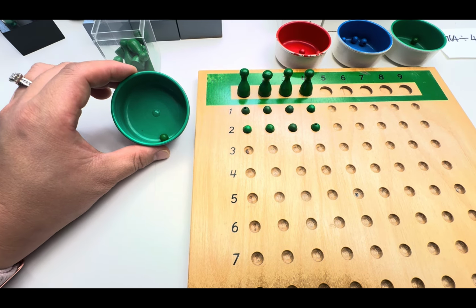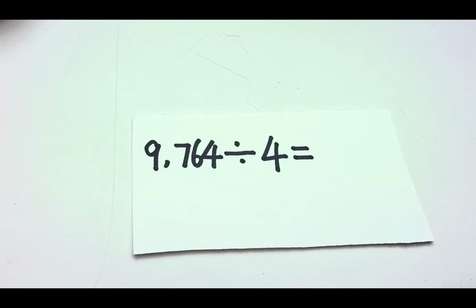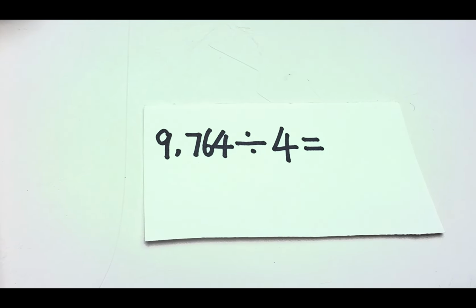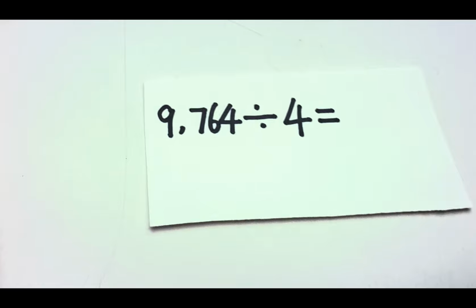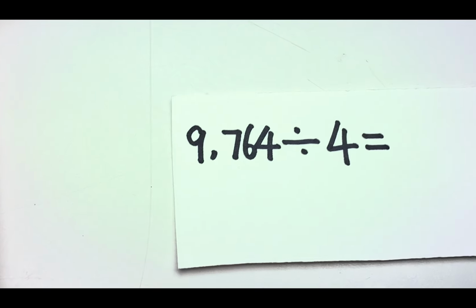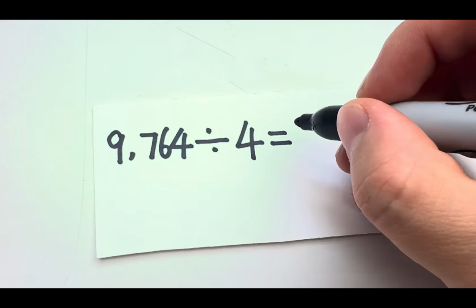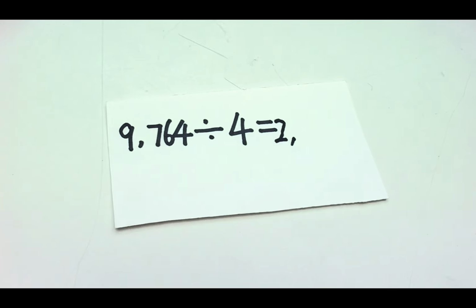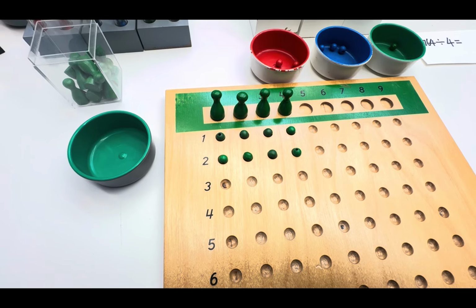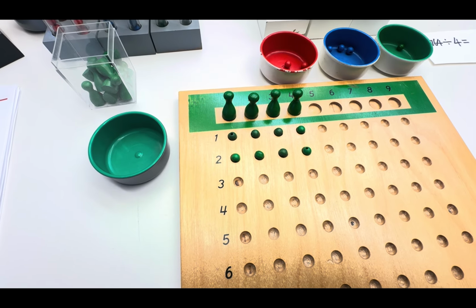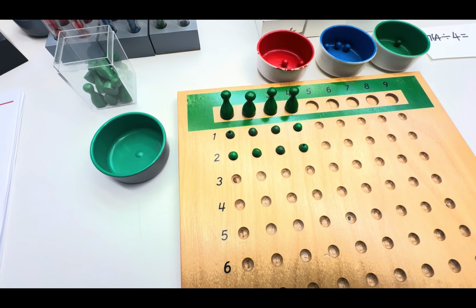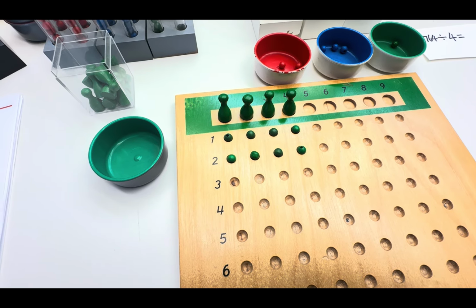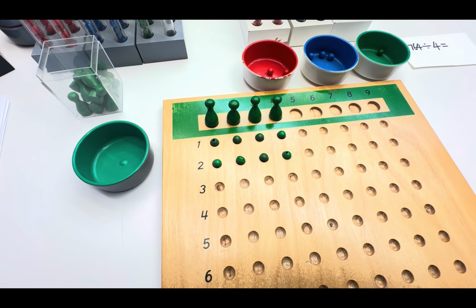There's one left. As we can see, how many did each one get? Each Skittle received 2,000 beads. So we mark down over here 2,000. And since we have one left, what should we do with that one bead? Yes, exchange it for 1,000 beads, right? Let's do it.